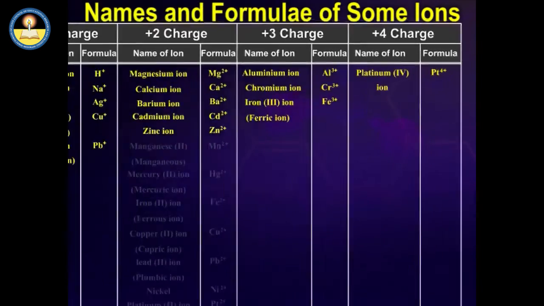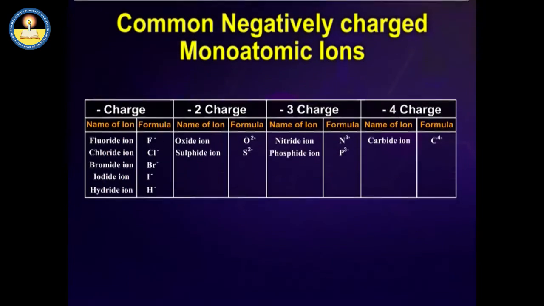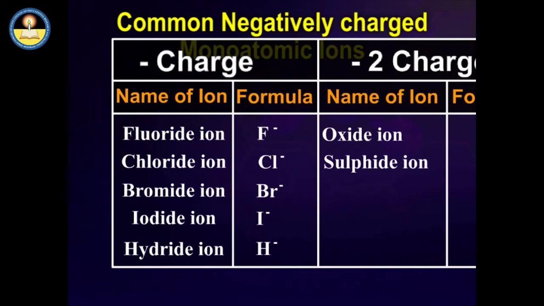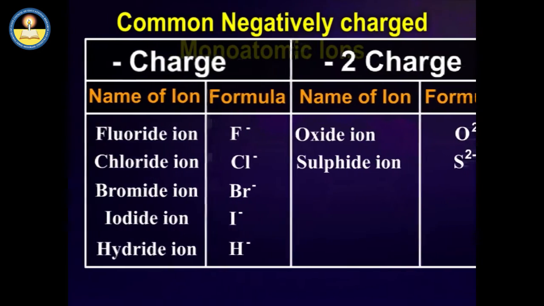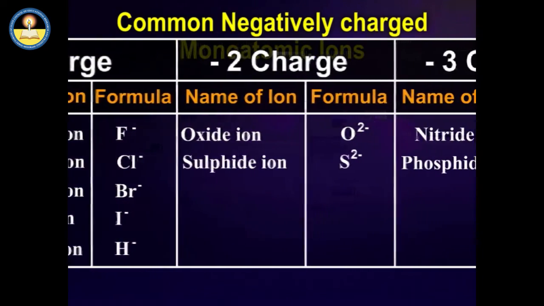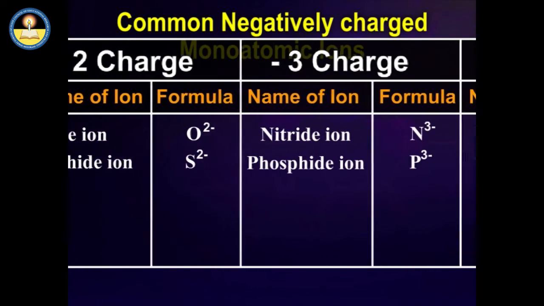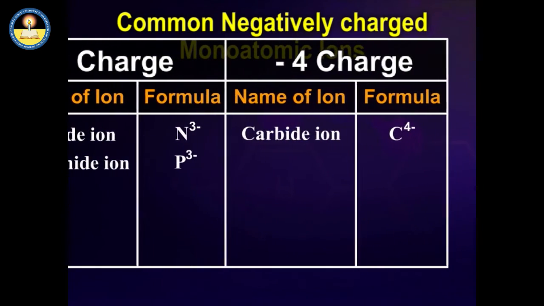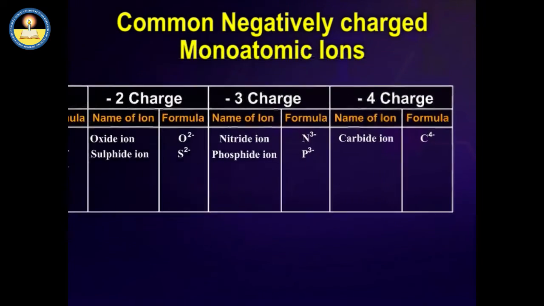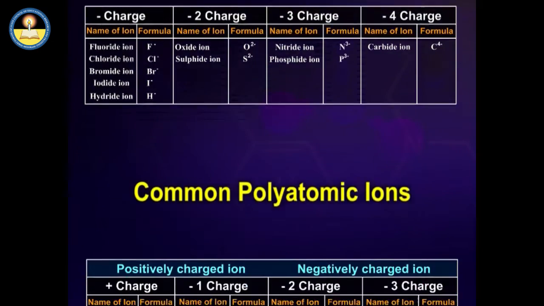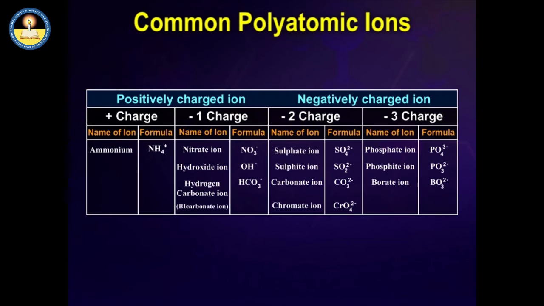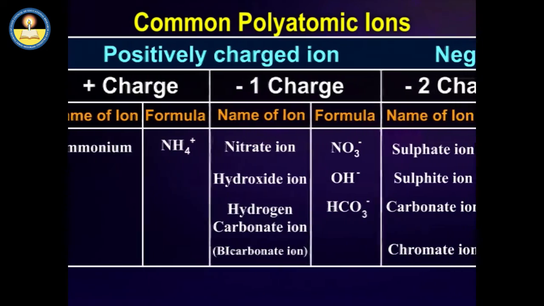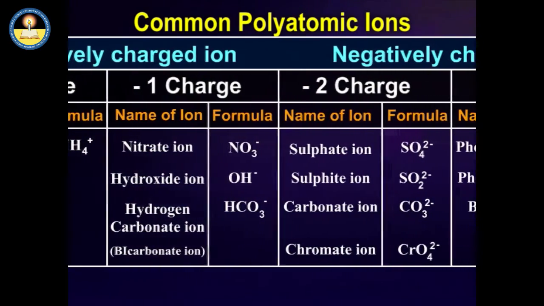Let us now learn about commonly negatively charged monoatomic ions as shown in the table. We will now have a look at common polyatomic ions, which include the common positively charged ions and negatively charged ions.